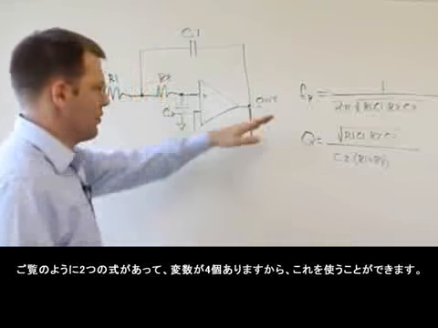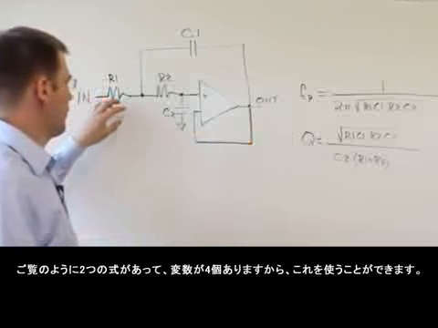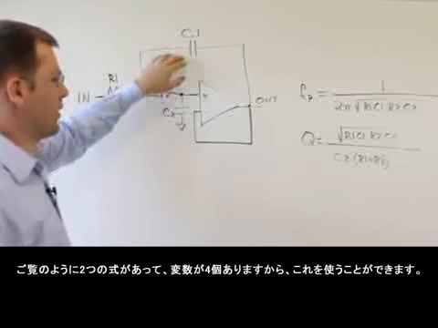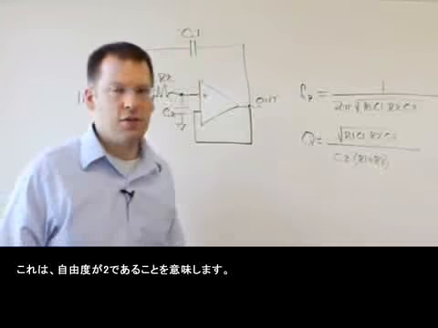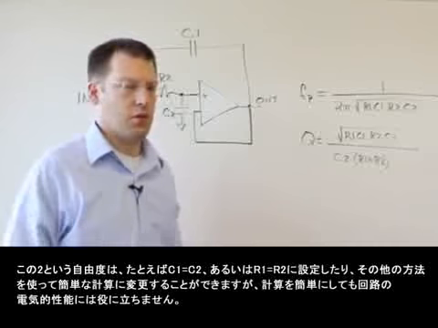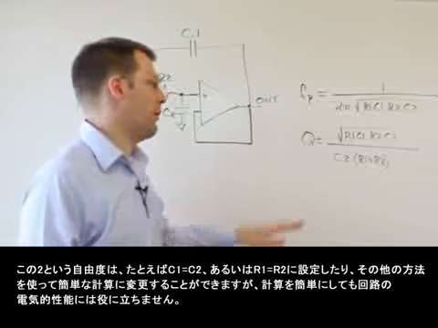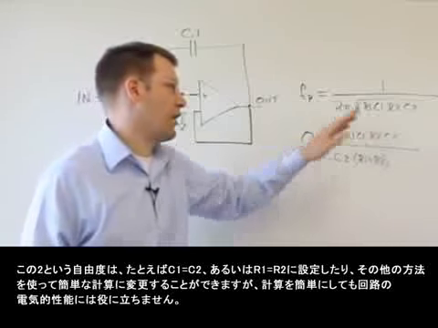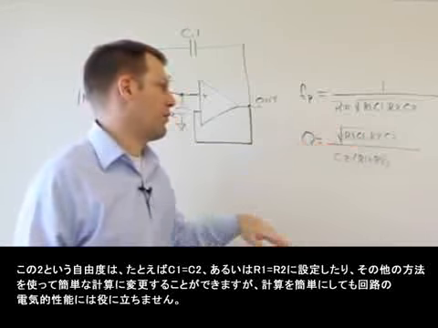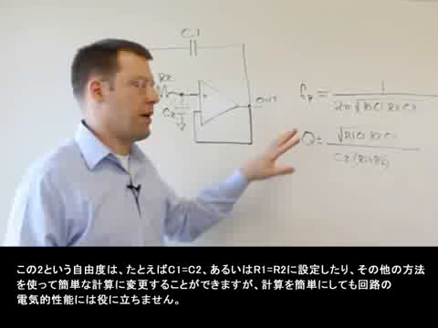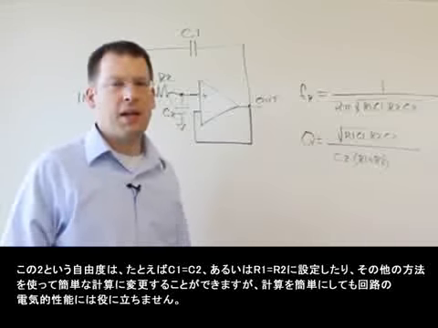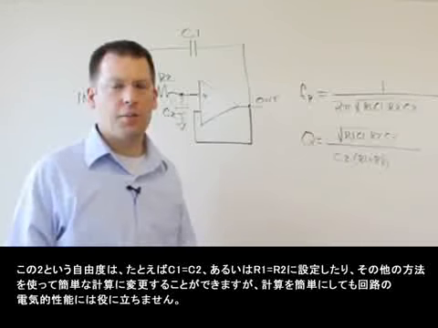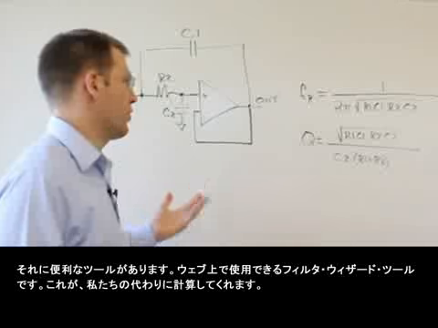Now you'll notice we've got two equations, but we've actually got 4 variables that we can play with here. So that means that we actually have 2 degrees of freedom. Now, you can burn those 2 degrees of freedom by setting, say, C1 equal to C2 or R1 equal to R2 or other tricks to make the math easier. But by making the math easier, it doesn't actually help your electrical performance of your circuit.